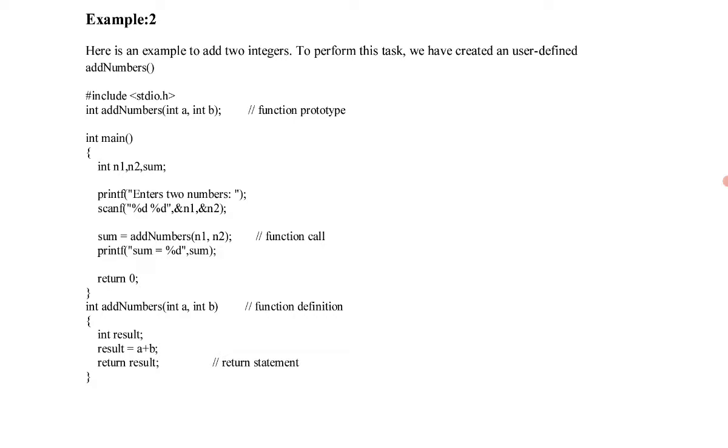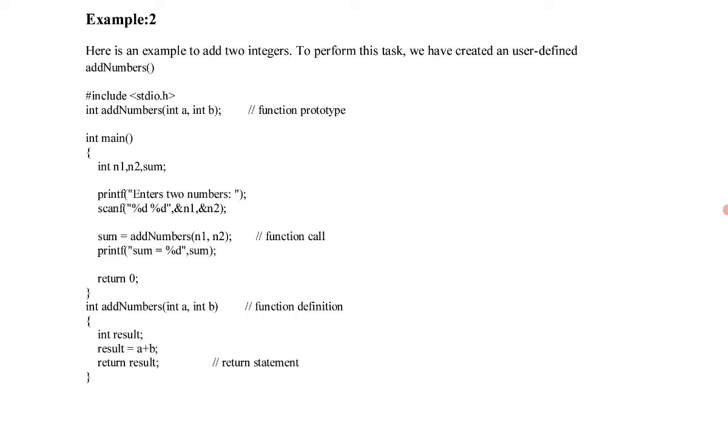Here is an example to add two integers. This is another example to find out the sum or addition of two given numbers using functions. To perform this task, we have created a user defined function addNumbers. Here first we start with #include <stdio.h>, then int addNumbers(int a, int b).